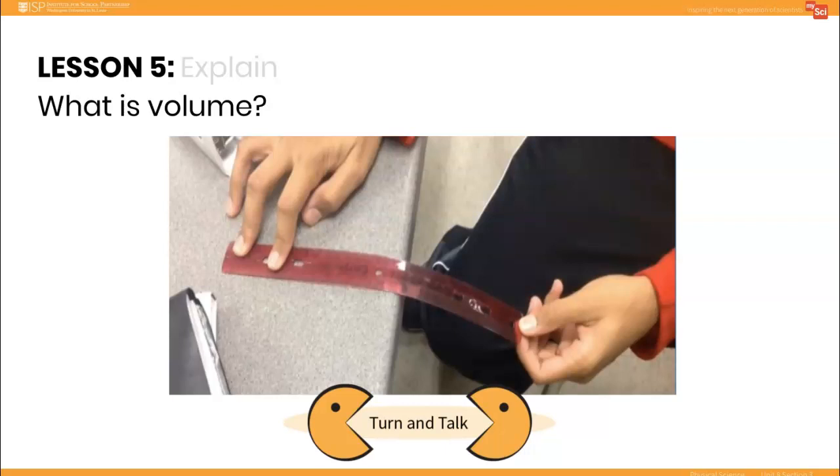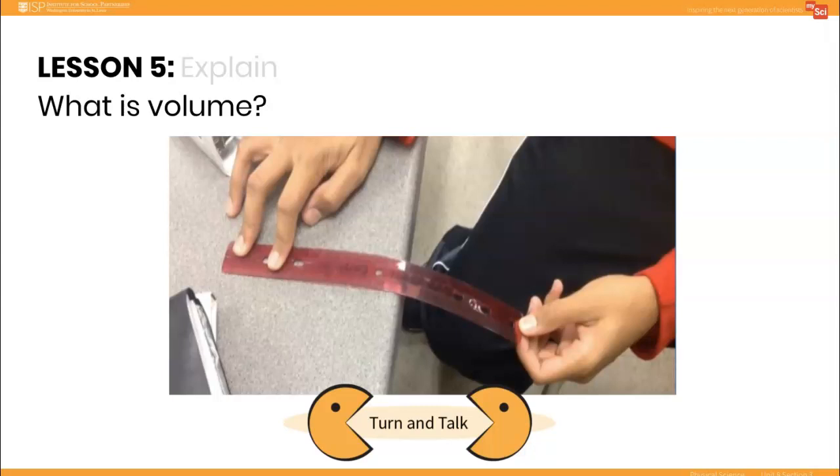While they're doing this, have them think about what they're doing differently to produce a louder noise versus a softer noise. Have students turn and talk, and they should discover that to make a louder noise, they hit the ruler harder, meaning they exerted more force on the ruler. When they wanted a softer noise, they didn't hit the ruler as hard, which means they didn't exert as much force. At this point of the lesson, you'll introduce students to the vocabulary word volume.